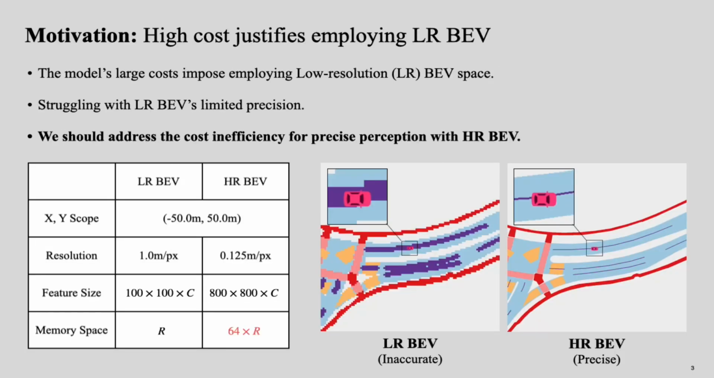As a result, the model's large cost consumption imposes the use of low-resolution BEV space. And this limitation causes imprecise surround perception, as in the comparison at the bottom right. So, to address the cost inefficiency for precise perception, we should address this problem.